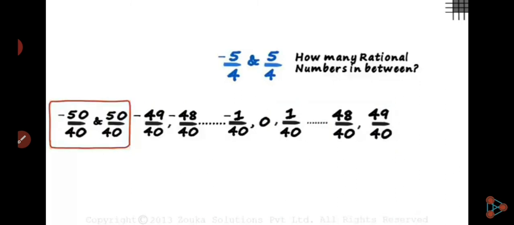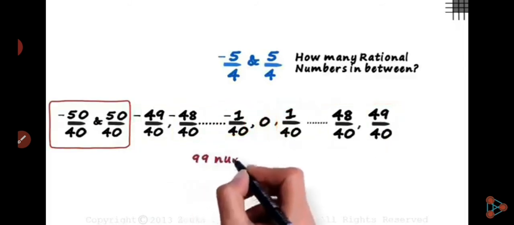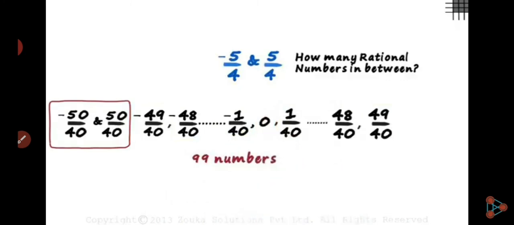How many numbers are these? 49 negative numbers, 0, and 49 positive numbers. 99 numbers in all. Is that our answer? Are there just 99 rational numbers between minus 5 by 4 and 5 by 4? No, that is not true.